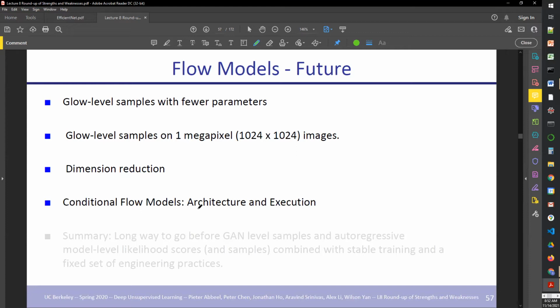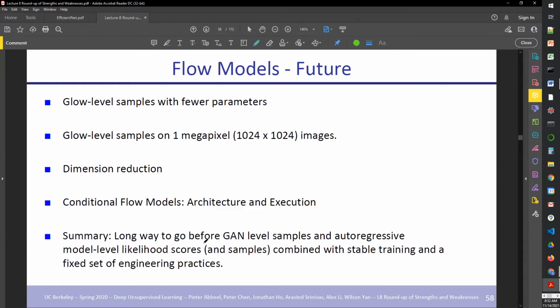Then conditional flow models require a lot of architectural innovation and a lot of engineering details. For example, he says that for Glow, as a model, it requires something of the order of 500 million parameters to deal with the celebrity faces that we saw. And that's one of the reasons why, at least when you need high quality images, GANs are preferred, as we'll see in a moment. The summary is that in order to get to the GAN level samples, so GANs set the bar, if you will, for dealing with high quality, high fidelity images.